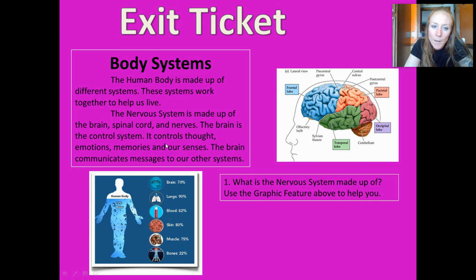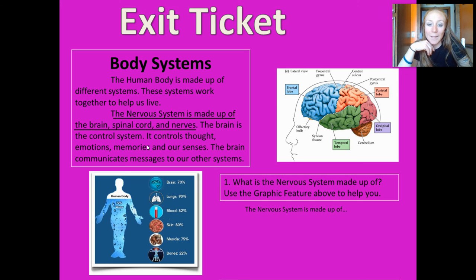So now, if I go back into the text, there was something important in paragraph two. The nervous system is made up of, and there's three things. Please name them. So the nervous system is made up of the brain, the spinal cord, and nerves. Shout out to you if you got that right.